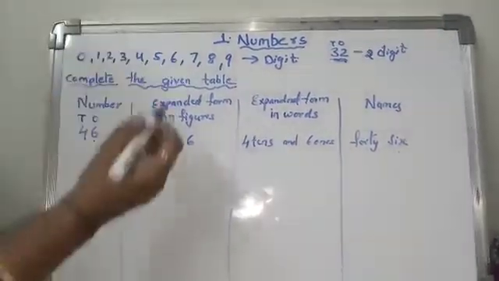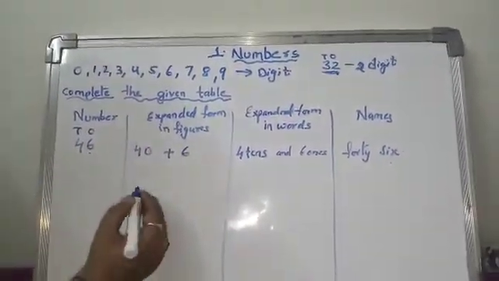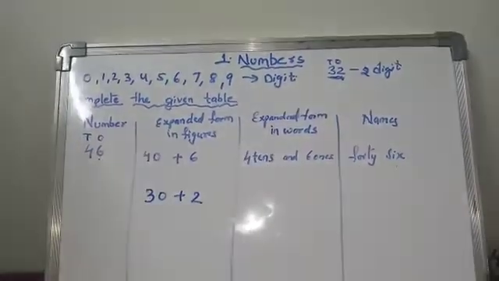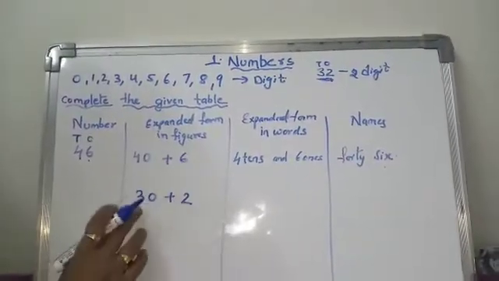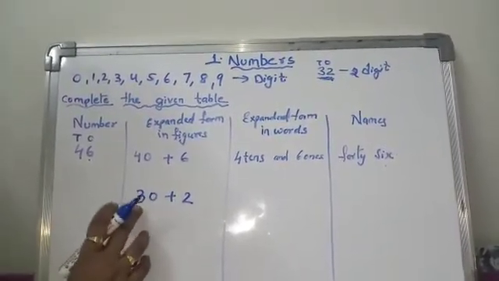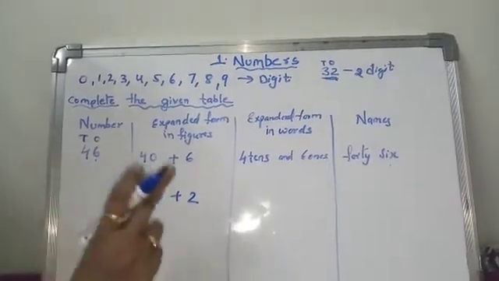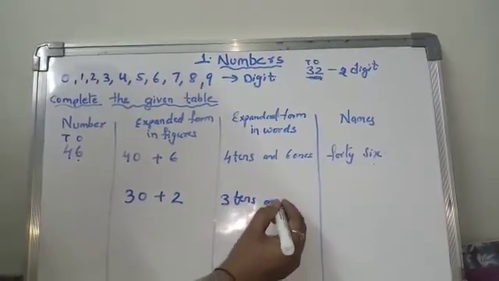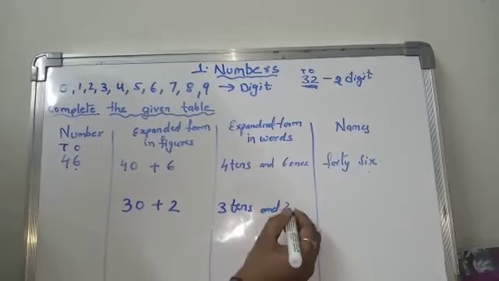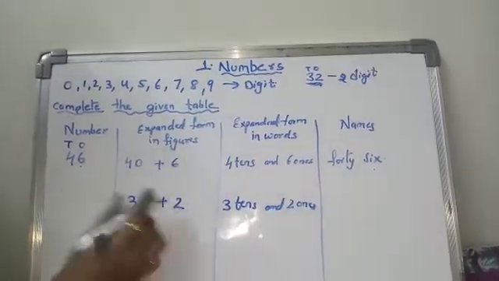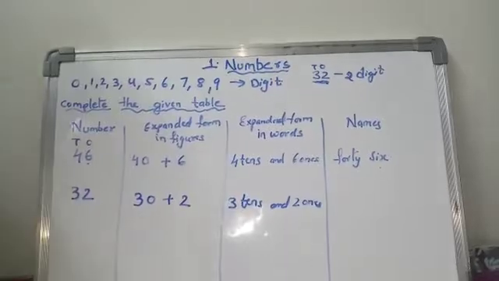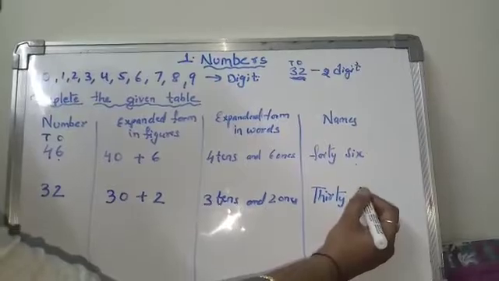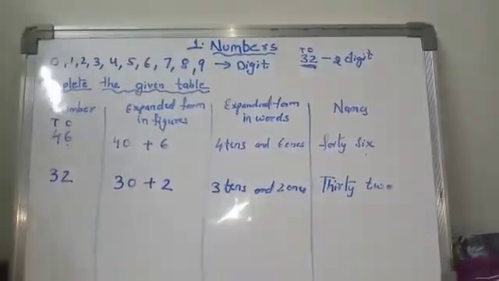Now, second example. I'll write the number in the figures form. For example, 30 plus 2. We have to write it in words. How will you write 30? How many tens are there? There are 3 tens. 3 tens makes 30. And how many ones are there? 2 ones. So what will you write the number as? 32. And the name as thirty-two. So this is one example.